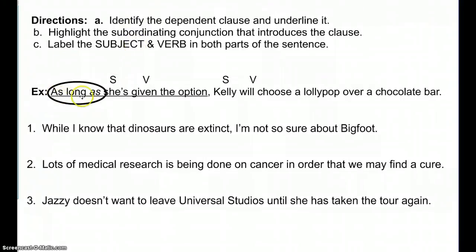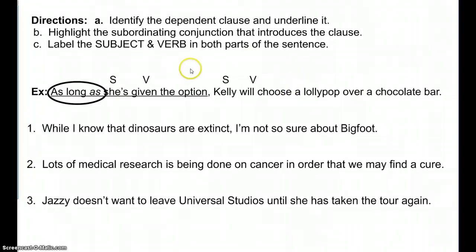It starts with that signal word, as long as, and we underline the whole part of that phrase: as long as she's given the option. If I were to say that to somebody all by itself, it doesn't really make sense because the thought isn't complete. As long as she's given the option, what? Kelly will choose a lollipop over a chocolate bar. So put together, the dependent clause is dependent on this independent clause in order to make a complete sentence.